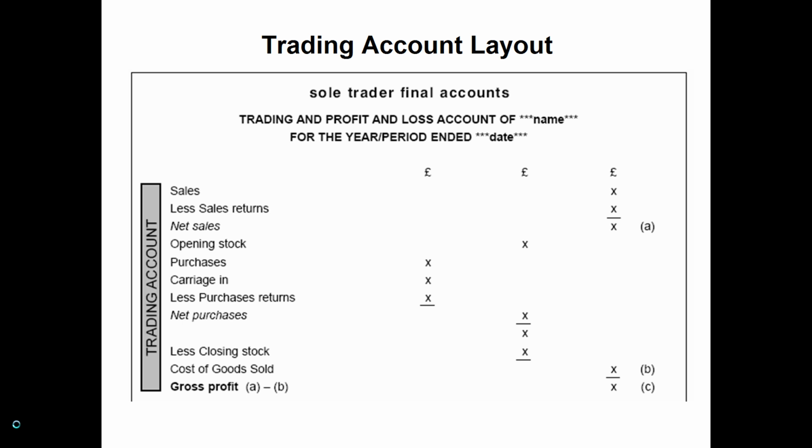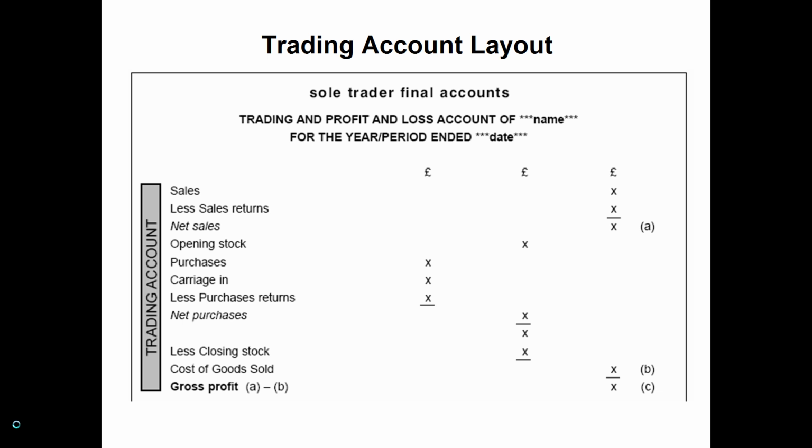Now this is only one example which generally students use as a guide to completing their final accounts. Teachers use this, and an exam board opts for this method, but there's a few variations between the layout, and there's no prescriptive layout that an exam board expects. So if we just look at this first example, this is only the trading account section. This is for sole trader final accounts.